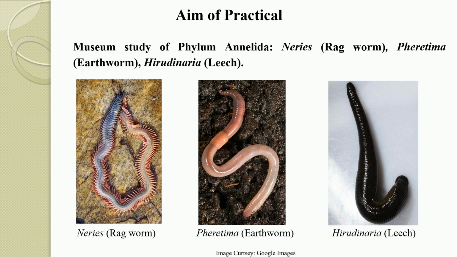So the aim of the practical is museum study of Phylum Annelida, in which we are going to learn three animals. First of all, Nereis, commonly known as the ragworm. Then the second one is Pheretima posthuma, which is commonly known as the earthworm. And the third one is Hirudinaria, which is commonly known as the leech. So all these three are annelidan organisms we are going to learn for their classification.